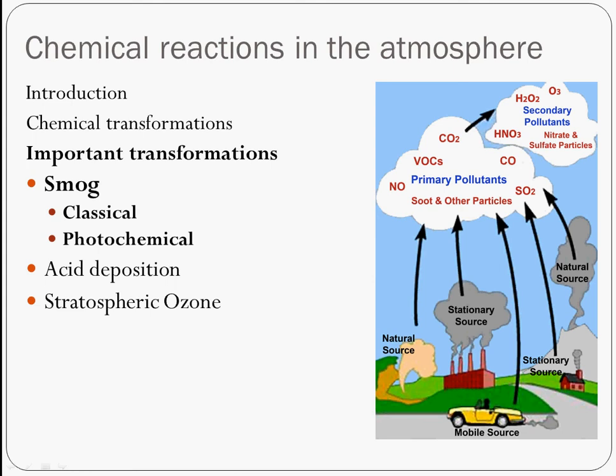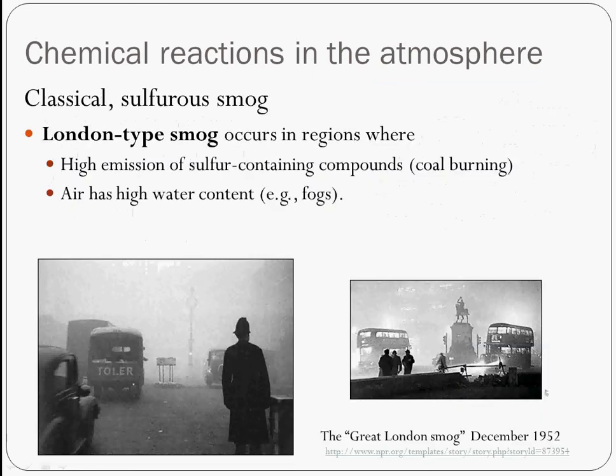In this last video, we're going to talk about the formation of smog, and there are two basic kinds of smog with very different chemistries. One is the classical smog, which doesn't happen quite as much anymore, and the other is photochemical smog. Classical smog is the kind we think about when we think about the London smog, in particular that event in 1952 in which a lot of people died.